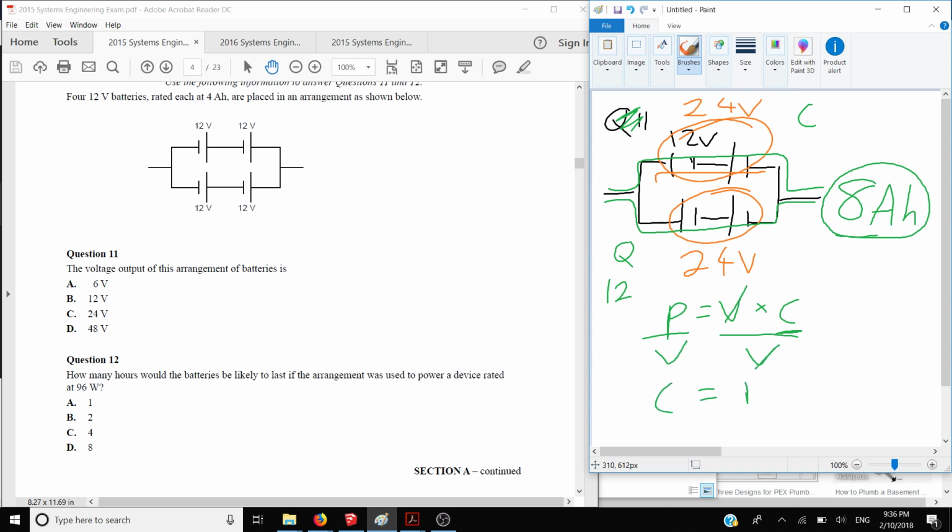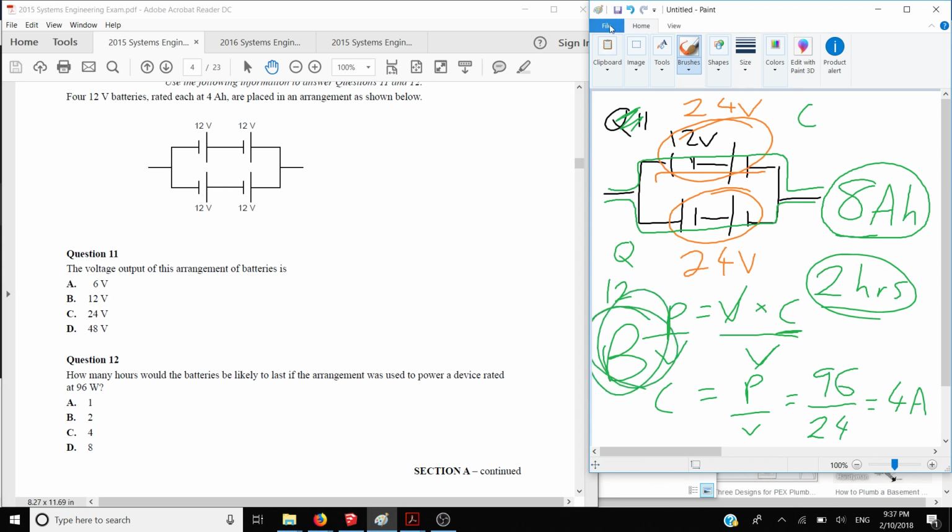Current equals power over voltage, which equals 96 divided by 24, which equals 4 amps. So we're drawing 4 amps. This battery can supply 8 amps per hour. So if it can supply 8 amps per hour, it can supply 4 amps for 2 hours. So that's our answer, 2 hours. So that's B.